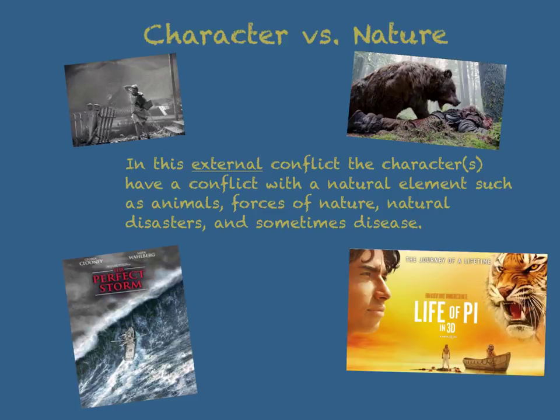So these are some familiar examples. I'm sure everybody knows The Wizard of Oz. Dorothy deals with the conflict of the tornado. In The Perfect Storm, the characters are in conflict with a storm while they're all on a ship out at sea. In The Revenant, the main character has many character versus nature conflicts, and the picture shows just one where he is attacked by a bear.